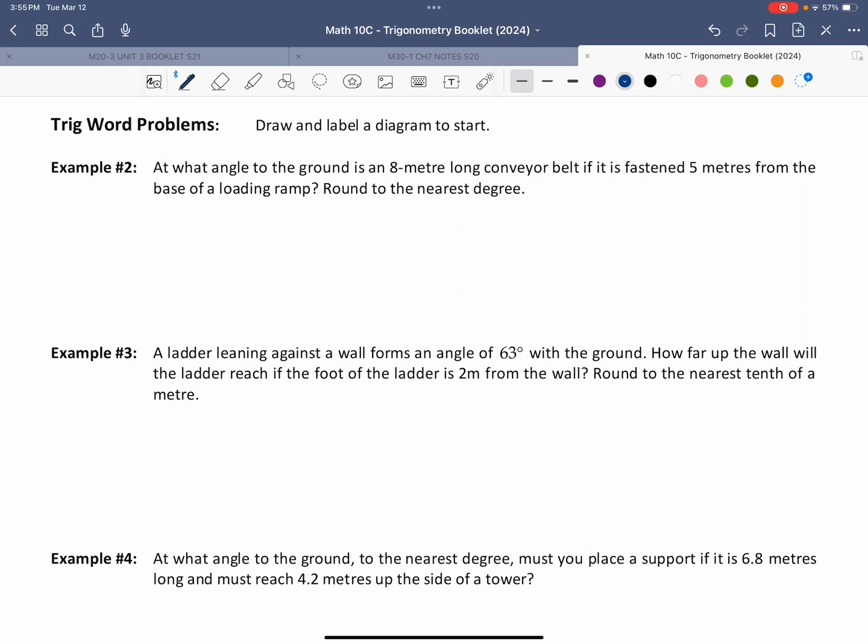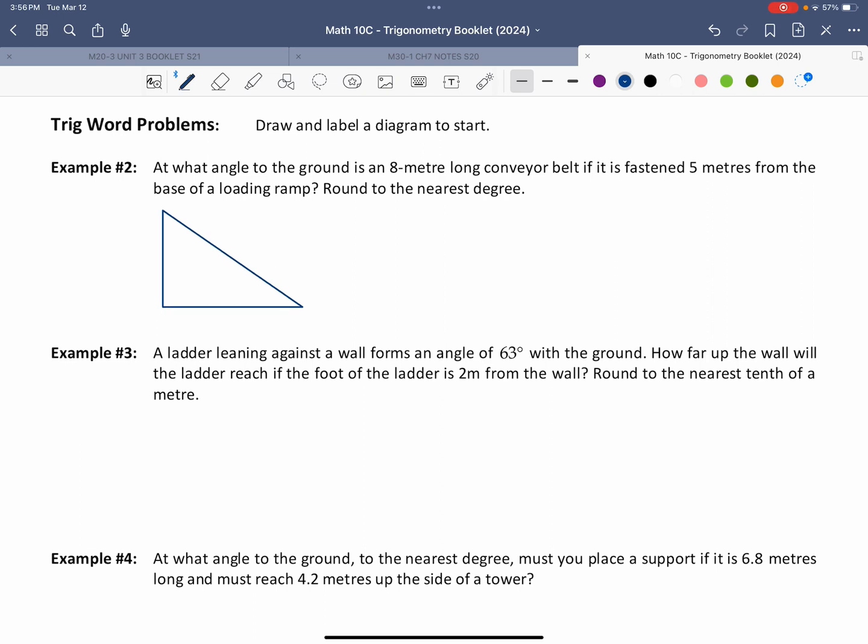Word problems. First, you need to draw and label a diagram when you're doing a word problem. First example, at what angle to the ground is an 8-meter long conveyor belt if it is fastened 5 meters from the base of a loading ramp, round to the nearest degree? So we know we're working with right triangles. We're always going to be drawing a right triangle.